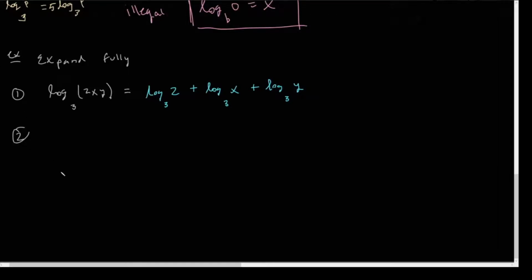Log of 3 over x. The base is not specified, so it must be 10. I can continue writing base 10, but I don't have to, so I won't. So this is going to be log 3 minus log x. Division turns out as subtraction.